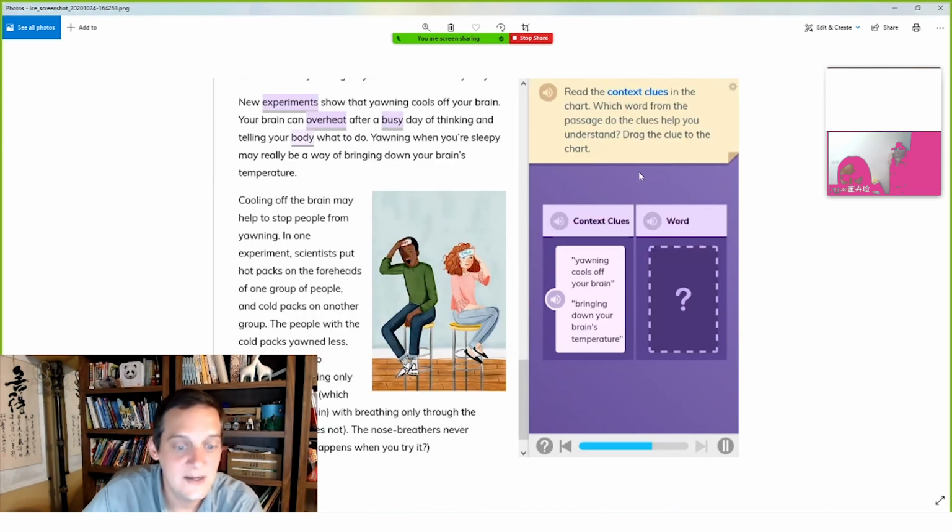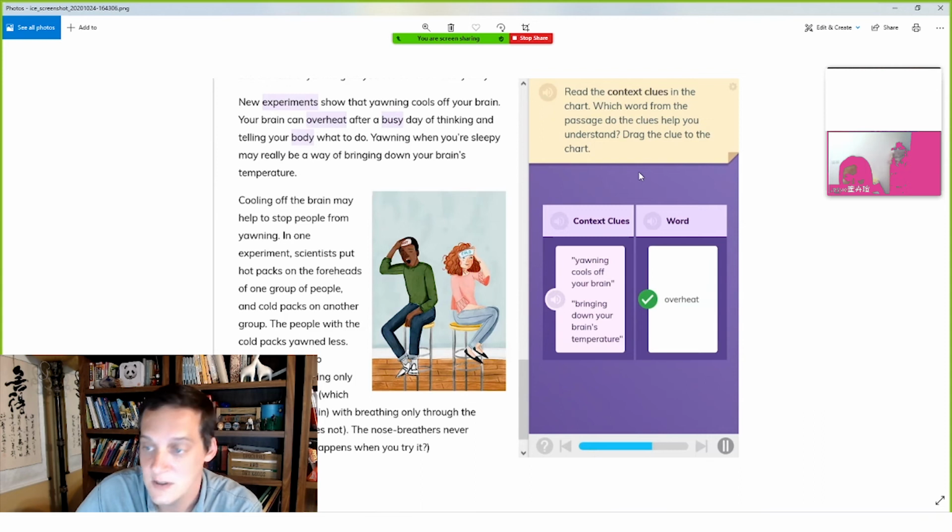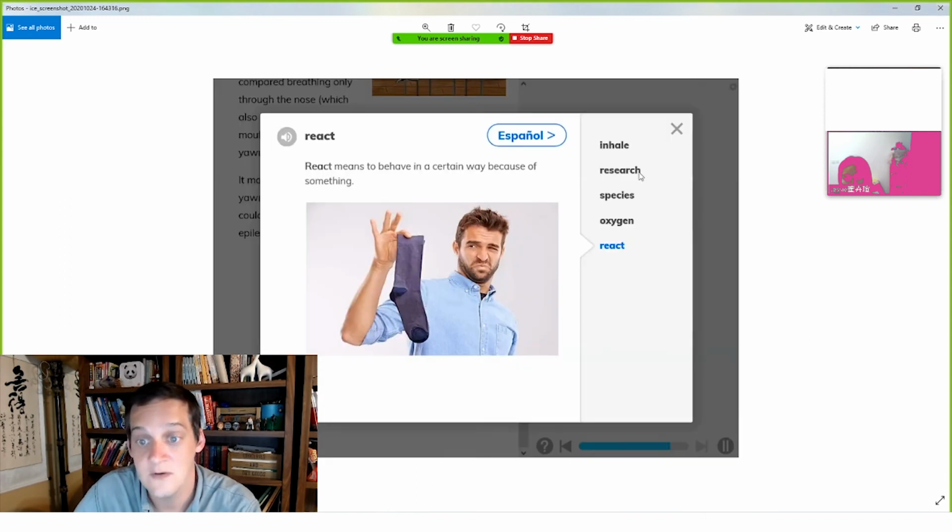And then we have this one here. Read the context clues, which are experiment, overheat, busy, and body. Which word from the passage do the clues help you understand? Yawning cools off your brain, bringing down your brain's temperature. Is that an experiment? Is that overheat? Is that busy or body? Overheat. Yeah. Yawning cools off your brain, bringing down your brain's temperature because your brain overheats. It gets too hot. When something gets too hot, that's called overheating.